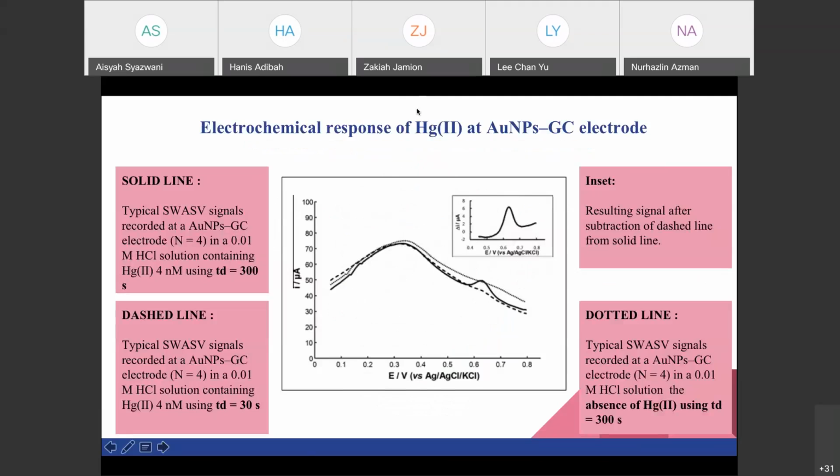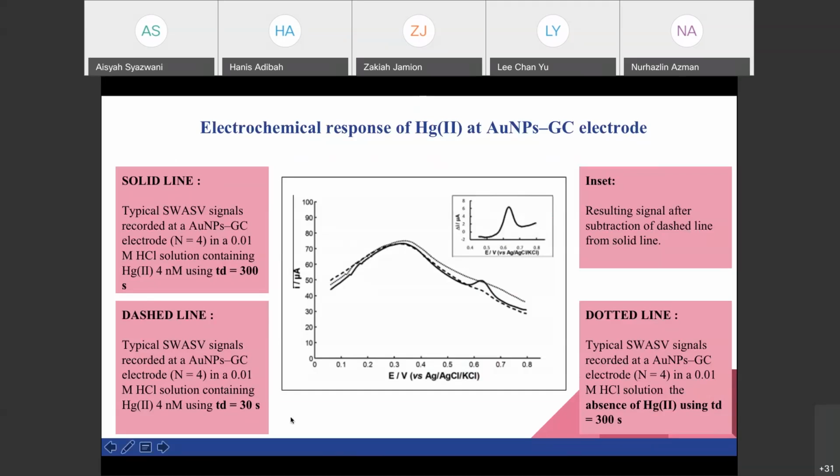Next, discussion about the electrochemical response of mercury 2+ at the gold nanoparticles glassy carbon electrode. As you can see here, the solid line is a typical square wave anodic stripping voltammetry signal recorded at a gold nanoparticle glassy carbon electrode with n equal to 4 in 0.01 molar HCl solution containing mercury 2+ 4 nanomolar using Pg equal to 300 seconds.